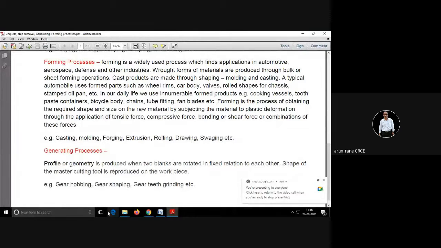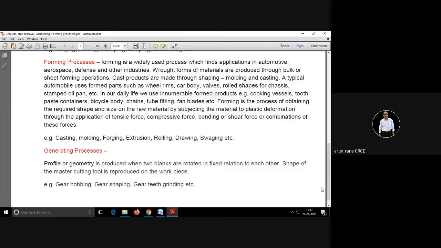What is the gear tooth profile? I'm sure you have learned this in engineering drawing. Basically, it is an involute profile or a cycloidal profile, correct? Involute or cycloidal profile. So that involute profile and cycloidal profile is generated by the principle of generating.